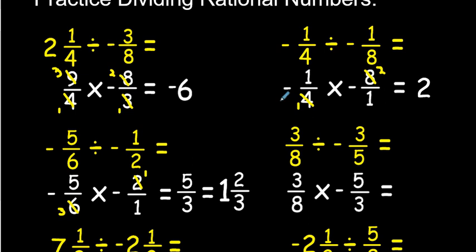If we cross cancel, the common factor is 3 between these two values. When we divide them both by 3, we're left with 1, and now we're ready to multiply numerators 1 times 5 and denominators 8 times 1 to get our answer. A positive times a negative equals a negative 5/8 as our answer.